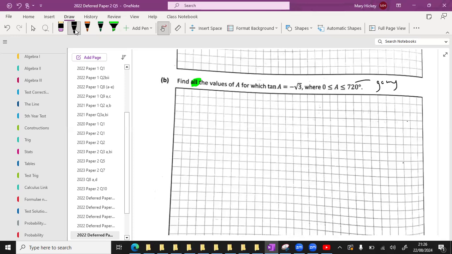Sorry. Just reconfigure the pen. So you're going round twice.